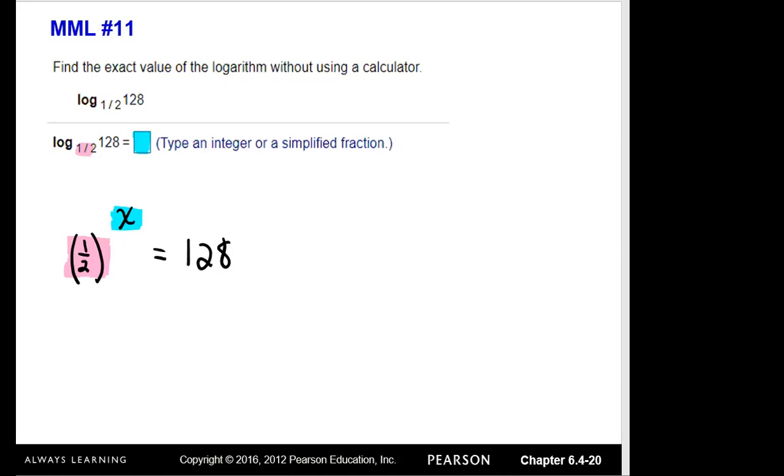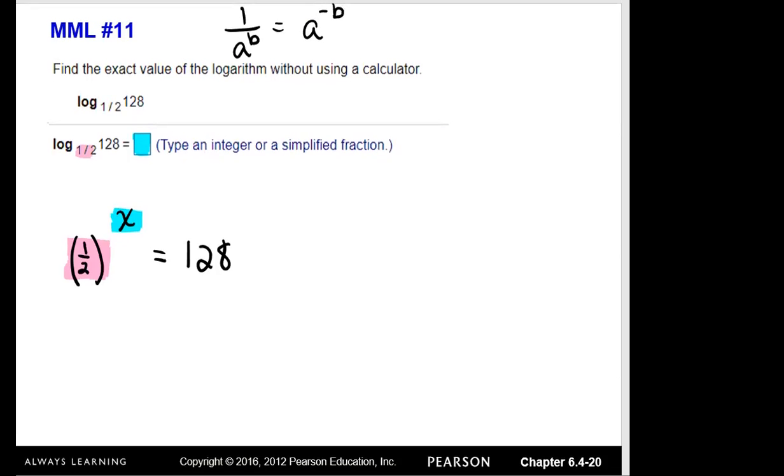So the 1/2 is actually going to, if you remember the rule that if you have 1 over a to the b, that's the same as a to the negative b. If you flip it to its reciprocal, its exponent becomes negative. And my exponent down here is really a positive 1. So this is going to flip over to be 2 to the negative 1 raised to the x. And of course, the power to a power, negative 1 times x would be negative x.